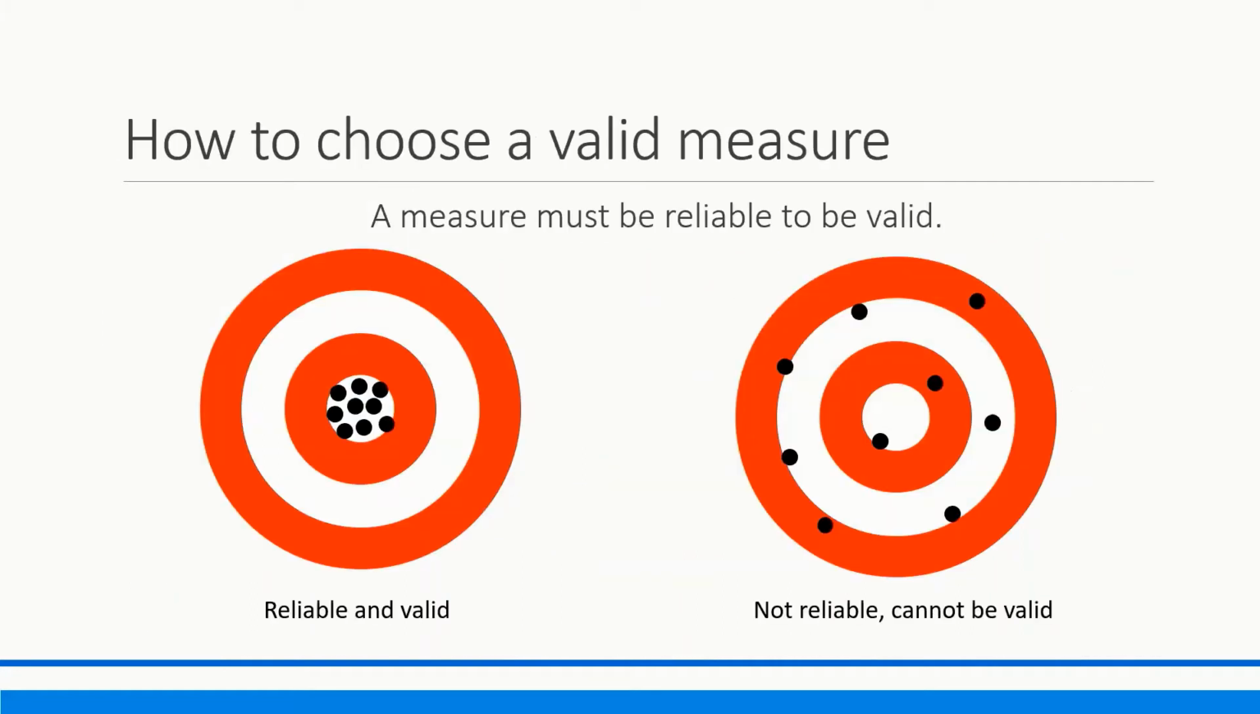So once we know that it's important to choose a valid measure, how do we choose one? The first step is that it has to be reliable. So again, on the left, the responses are consistent and they're focused in the right area where we want them to be. On the right, we have an example of something that isn't reliable. We don't know what it's measuring. It isn't measuring anything consistently. So we can't say if it's valid or not because it's not measuring anything consistently. So first, we have to choose a reliable measure.